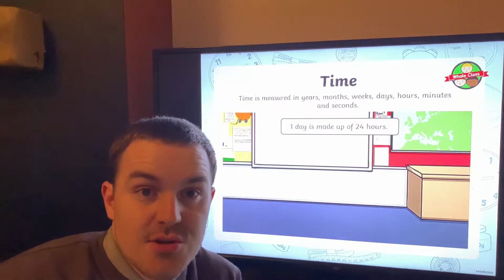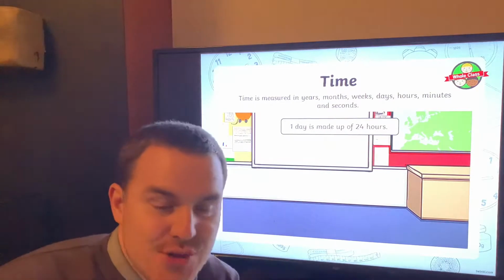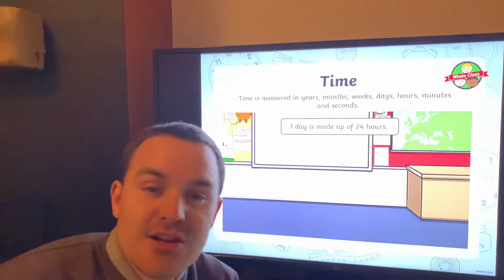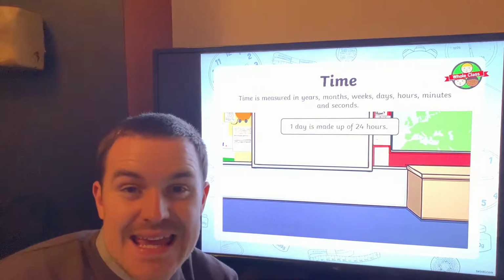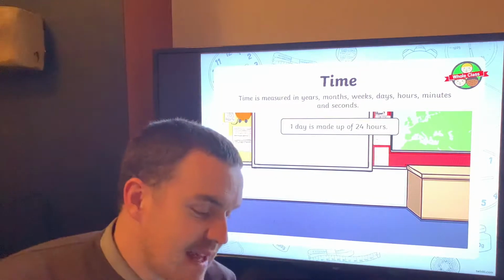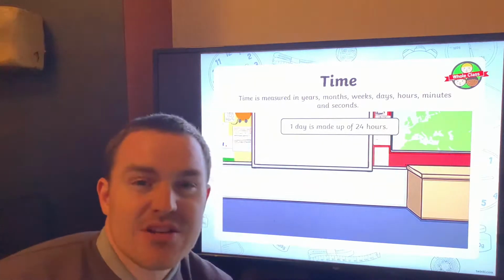Hello again, year one. So today in maths, we are looking at another unit of time, another different way of measuring time. So let's remind ourselves of some of the ways. We can measure time in years, months, weeks, days, hours, minutes, and seconds. Today we're going to be focusing on minutes and seconds. So let's remind ourselves of some facts.